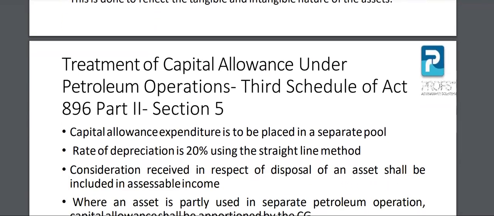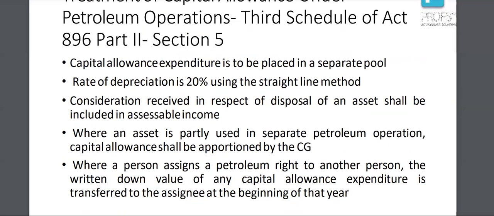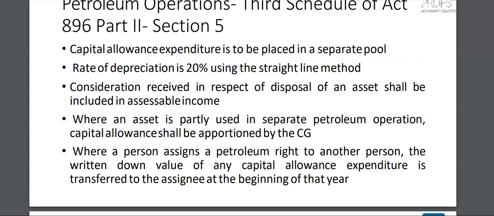Okay. So here, let's take note that the capital allowance rate for petroleum and mining is 20% and it's on a straight line basis. Okay.